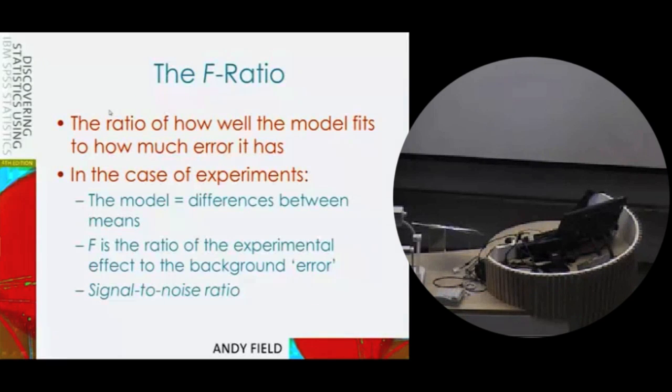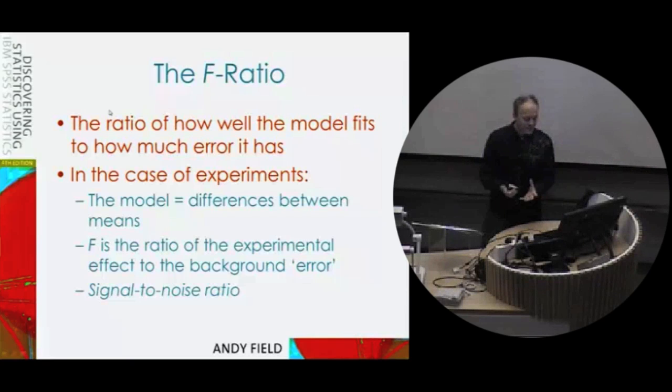In the case of experiments, what this F ratio is representing is the difference between means. So it's going to be the ratio of the experimental effect against the background error. So it's a signal to noise ratio. How good is my experiment compared to how much error there is?